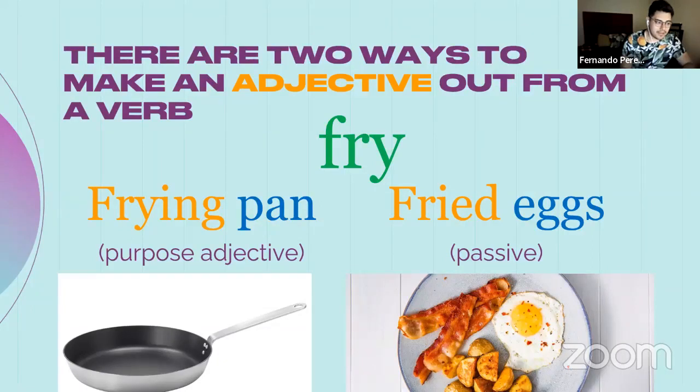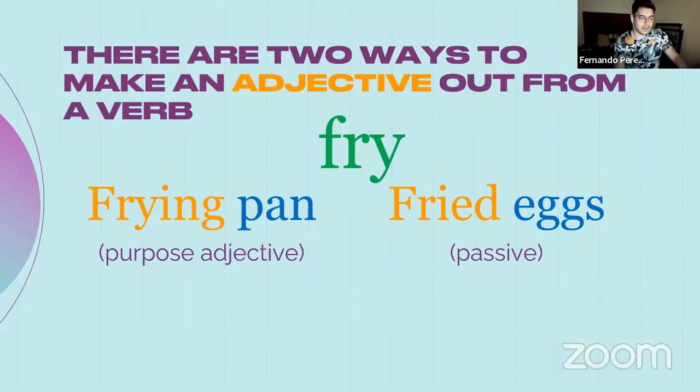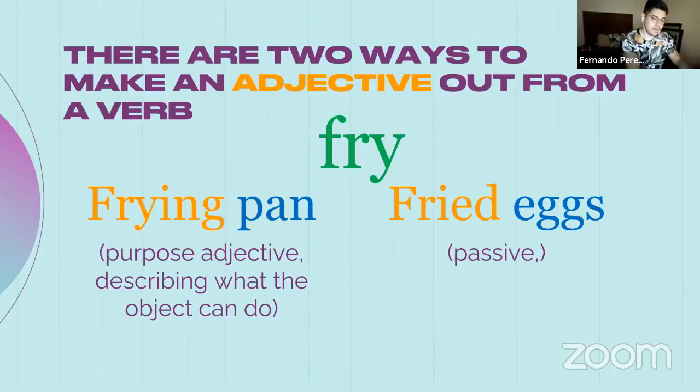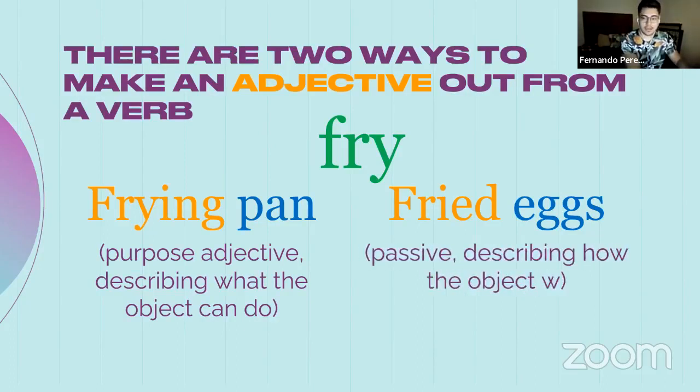So here we go. This is the basics of this topic. Technically, here we are talking about a purpose adjective, which is, as Elsie said, we are describing what the object can do. And on the other side, we are describing how the object was affected by the verb, by the action.